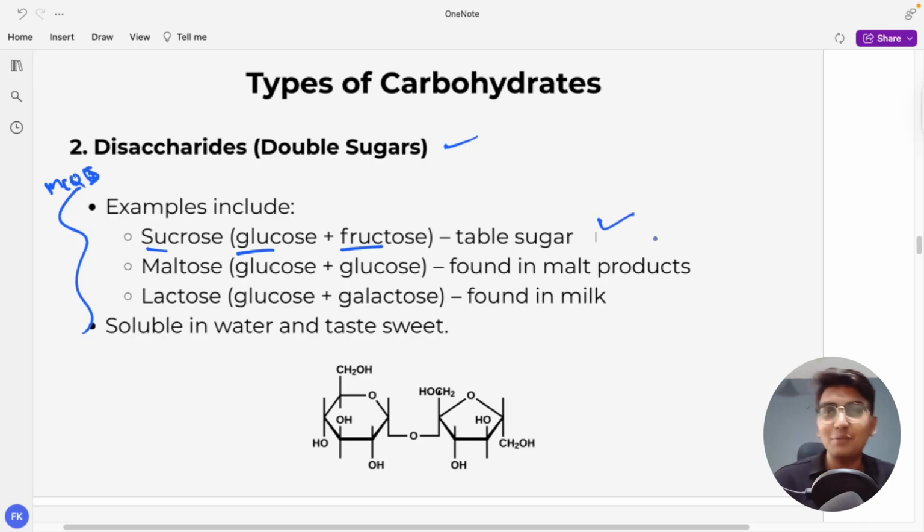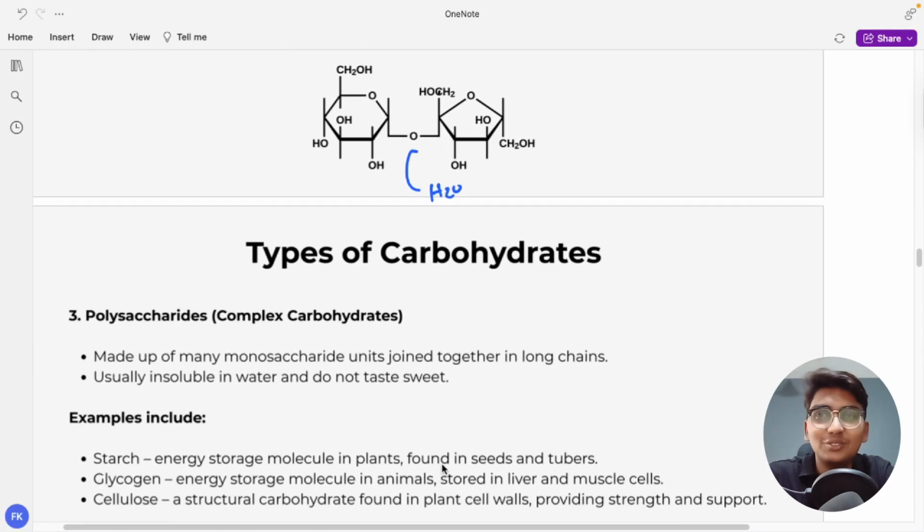These are used in table sugar, whereas maltose is made up of glucose plus glucose. They are found in milk product. Lactose, as we all know, is found in milk, which is made up of glucose and galactose. They are soluble in water. They taste sweet. And as you can see, one molecule of water is released from this reaction.